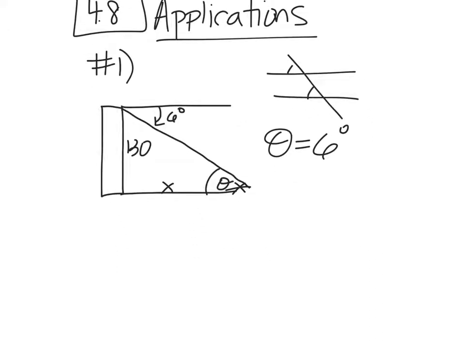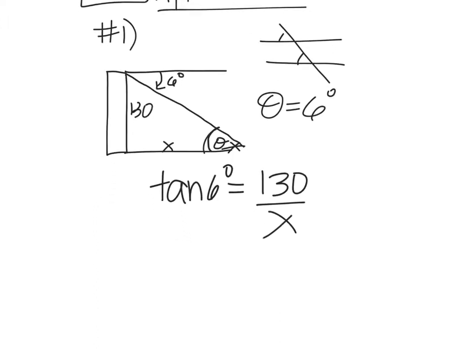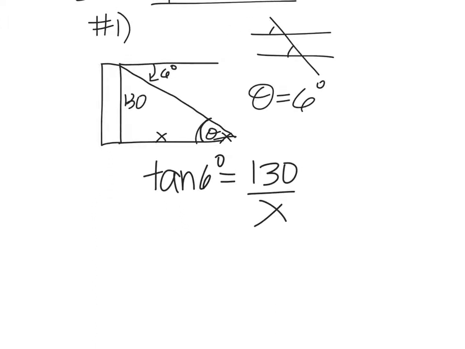Okay. So here we go. Now you have to figure out which trig function you're going to use, okay? But look at your angle. Yes, tangent. You're going to go opposite over adjacent. So the tangent of 6 degrees is 130 over x. Yeah, I know it looks weird, huh?